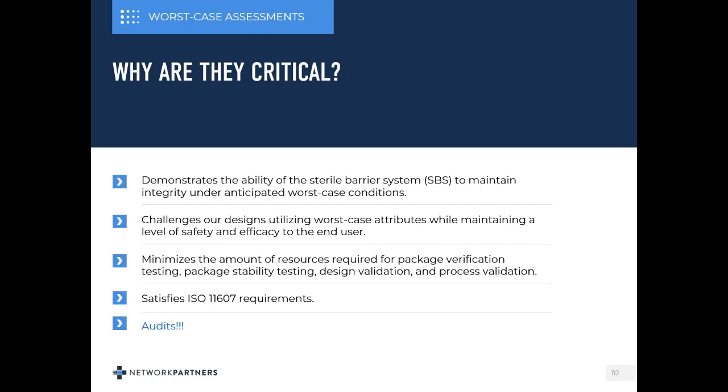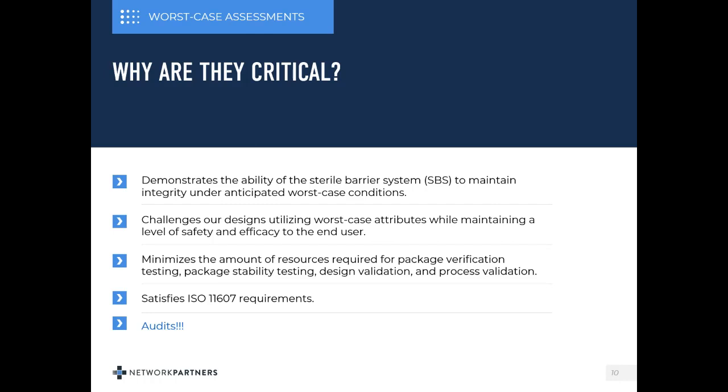Because at the end of the day, we want to make sure that we challenge our designs and that we can fully commit to, by the time it gets to the end user through all this testing, it's going to be safe and effective for them and no patient harm. Also, it minimizes the amount of resources, meaning time, people, money required for package verification testing, stability testing, customer design validation requirements from that standpoint.